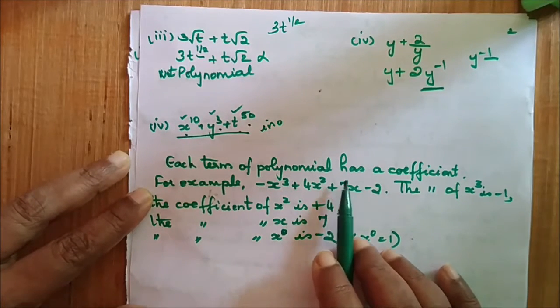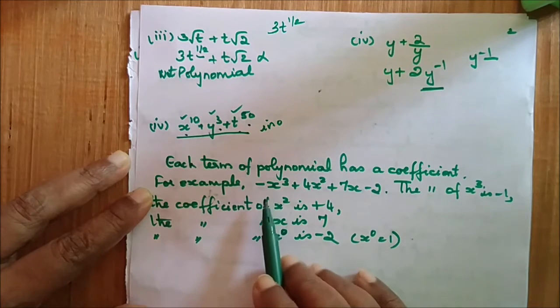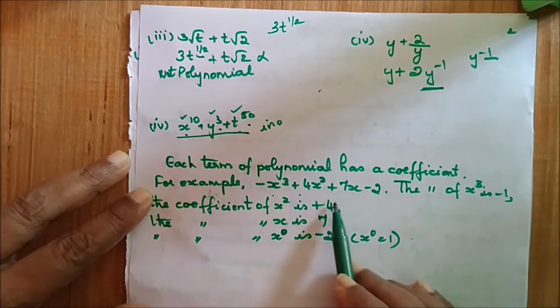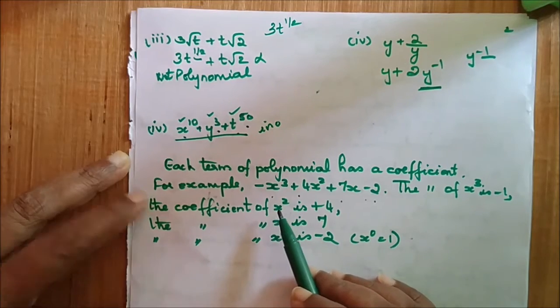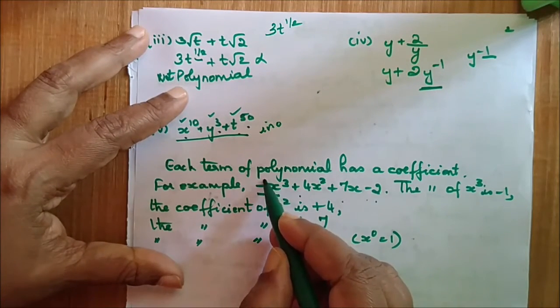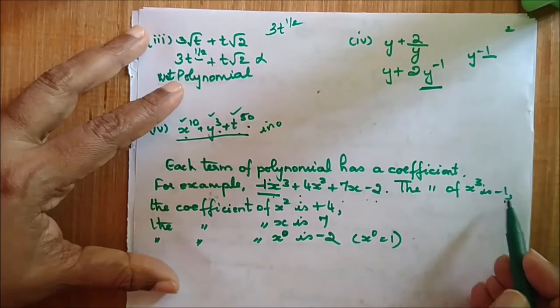Each term of the polynomial has a coefficient. What do you mean by that? Let us take this example. Minus x cubed plus 4x squared plus 7x minus 2. So in this case, the coefficient of x cubed is nothing but minus 1. Okay, so the coefficient of x cubed is minus 1.